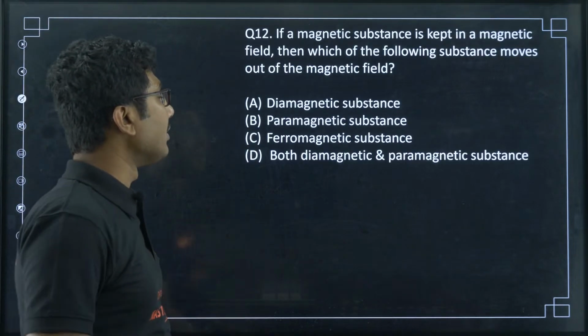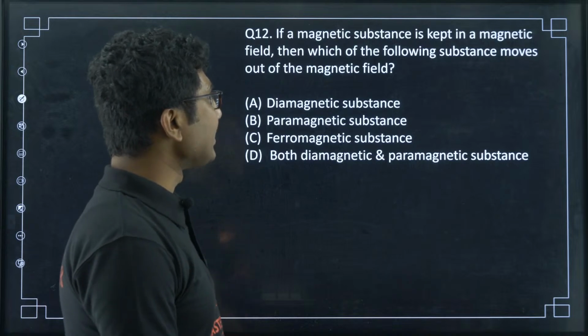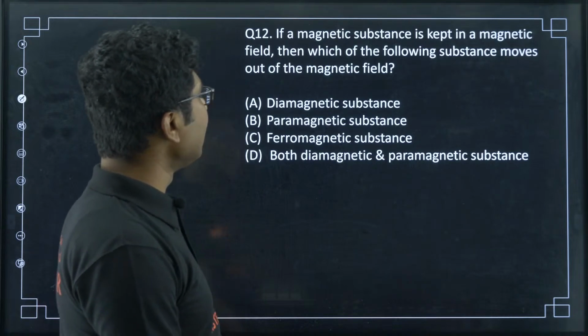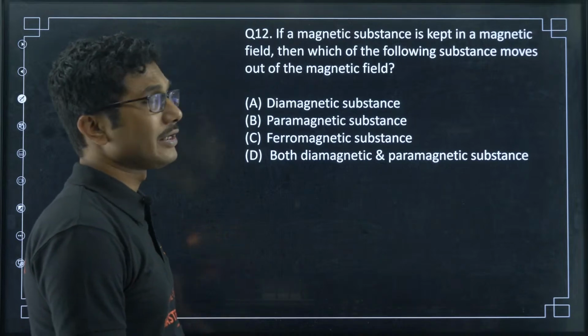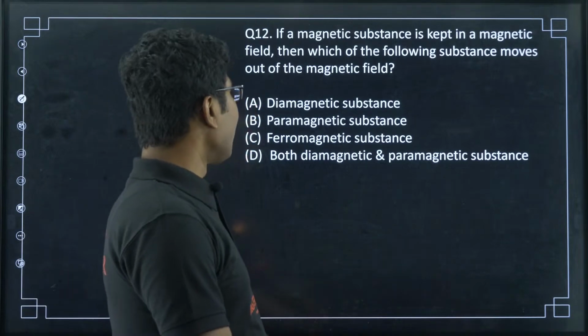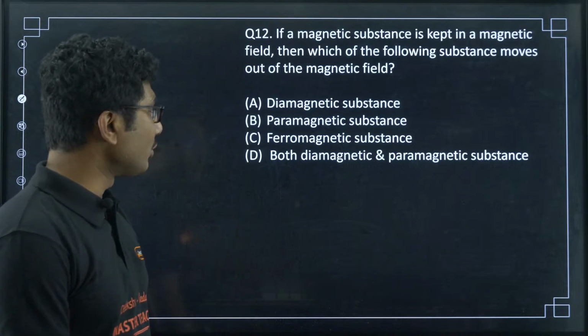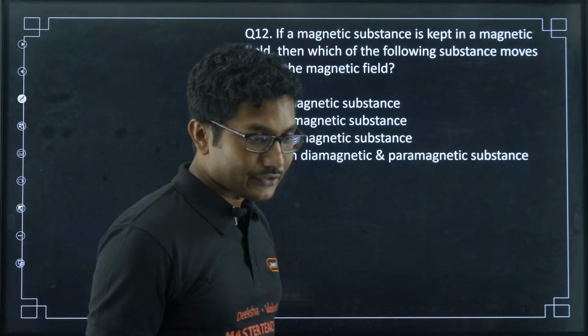Now, question number 12. If a magnetic substance is kept in a magnetic field, then which of the following substance moves out of the magnetic field? Very interesting. A diamagnetic, paramagnetic, ferromagnetic, both diamagnetic and paramagnetic. Now, this is an easy question.